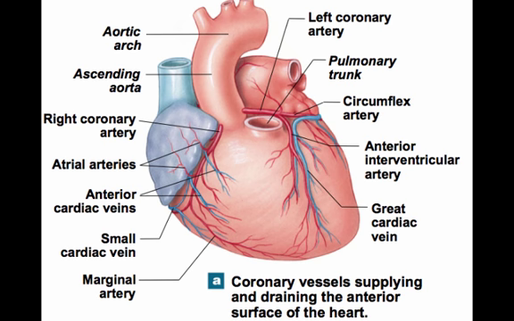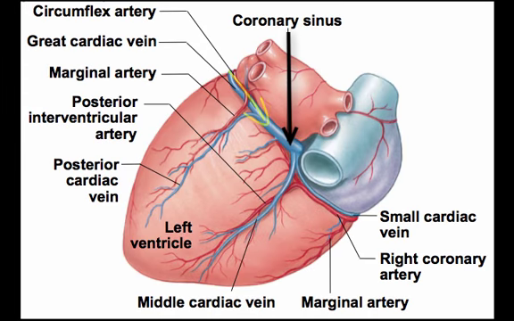The cardiac veins receive the blood from the coronary arteries and return it to the right atrium. The great cardiac vein drains blood into the coronary sinus, which drains blood into the right atrium. The anterior cardiac veins empty directly into the right atrium. The posterior cardiac vein, the middle cardiac vein, and the small cardiac vein empty into the great cardiac vein, which empties into the coronary sinus.